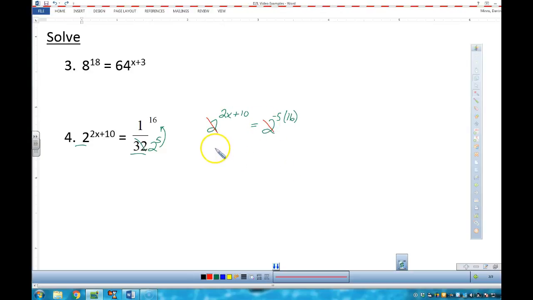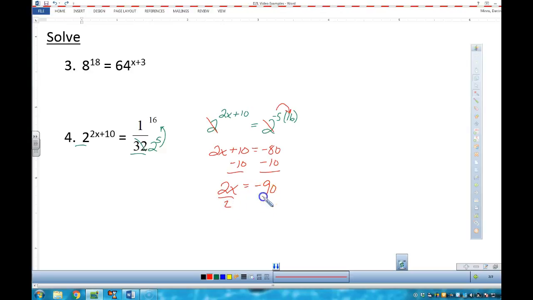So I have just a linear equation. 2x plus 10 equals, and let's go ahead and distribute, negative 5 times 16. If you plug that in your calculator, you will get negative 80. Now we have an easy two-step solve. Subtract 10 from both sides, subtract 10, subtract 10. Gives me 2x equals negative 90.